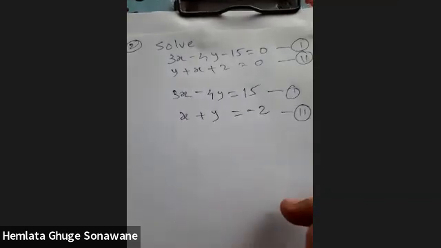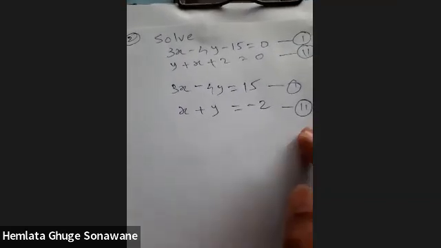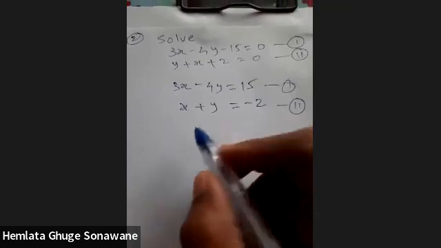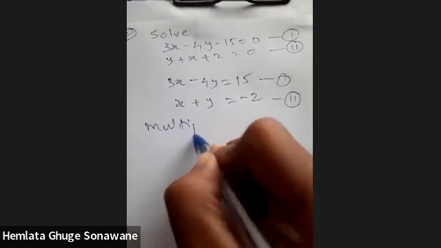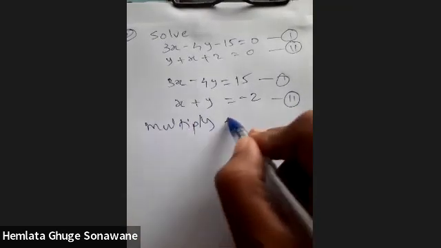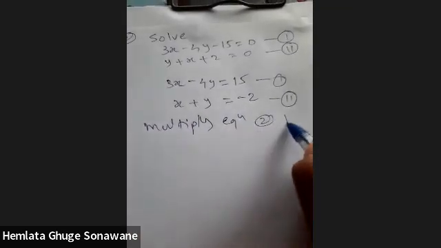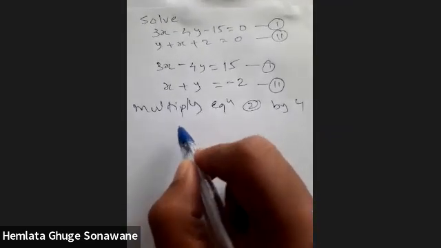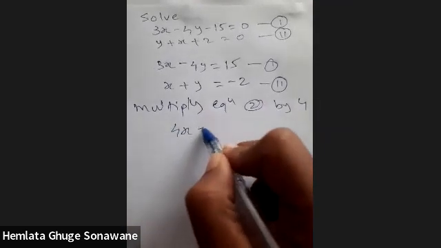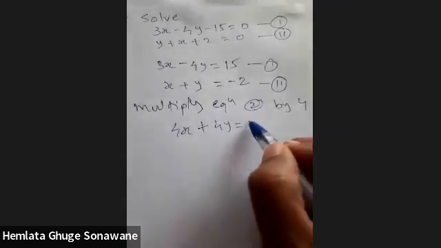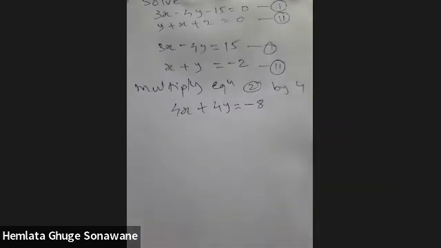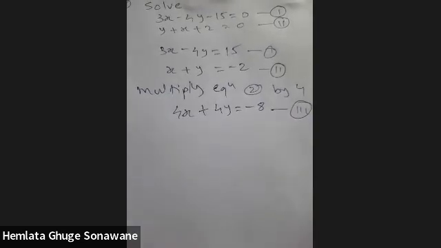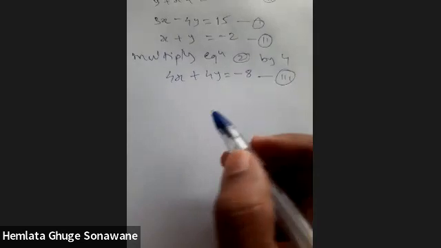Okay. Now what will we do? We'll multiply the second equation by 4, so that we can eliminate y. So multiply equation 2 by 4. So it becomes 4x plus 4y is equal to 4 times minus 2, that is minus 8. Okay, this is our equation number 3. Now we'll add equation number 1 and 3.